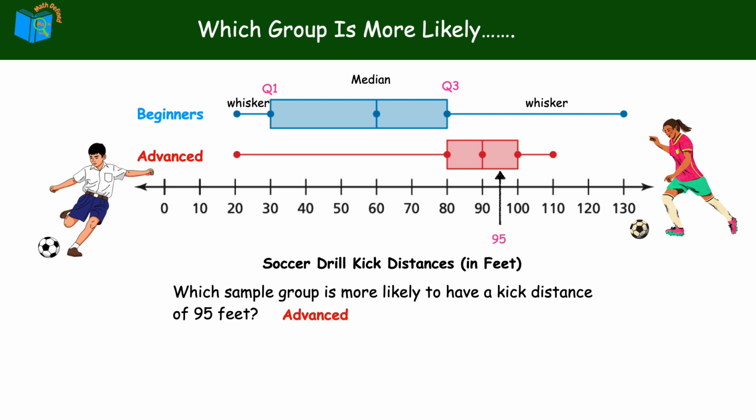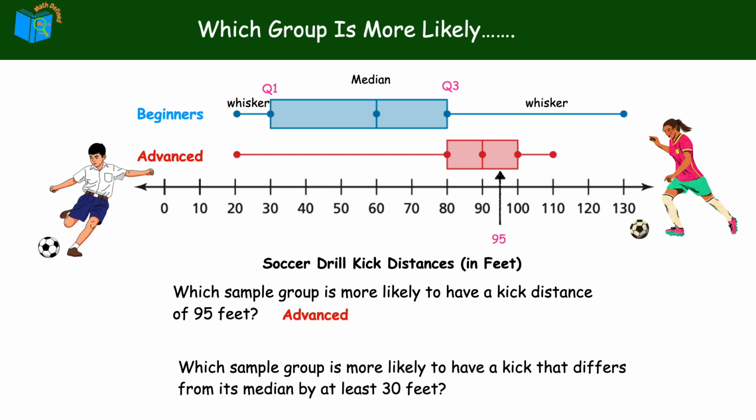Now here's another question to think about. Which sample is more likely to have a kick that differs from its median by at least 30 feet? Remember, the beginner sample had a much larger IQR. That tells us their data is more spread out, which means bigger differences from the median happen more often there. So in this case, the beginners are more likely. Putting this together, based on these samples, the advanced players appear to kick farther and be more consistent.